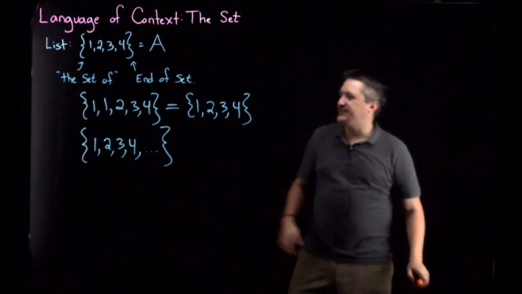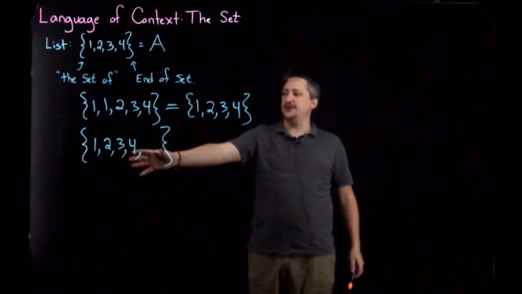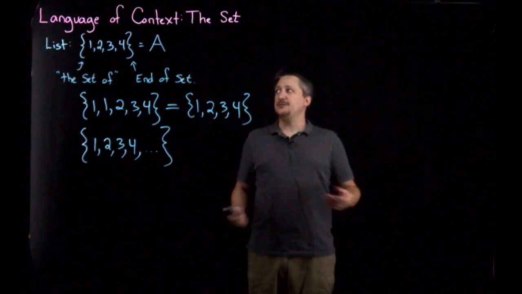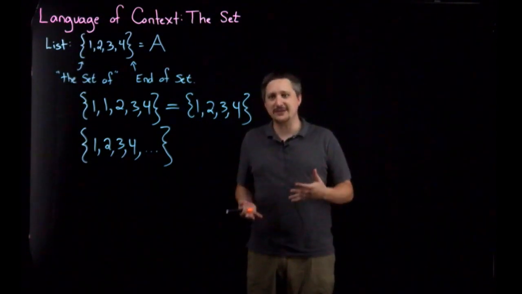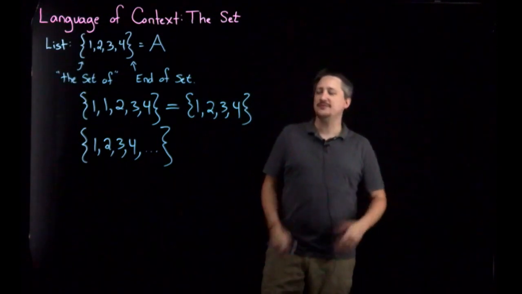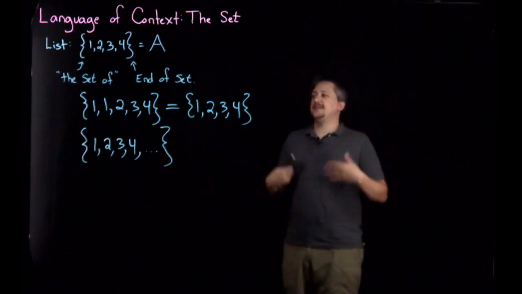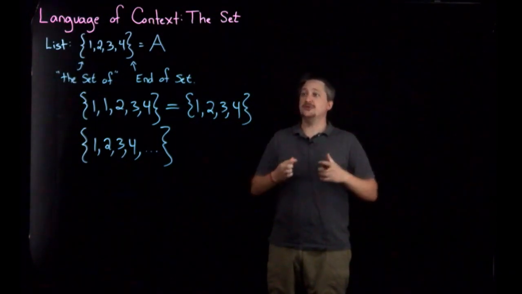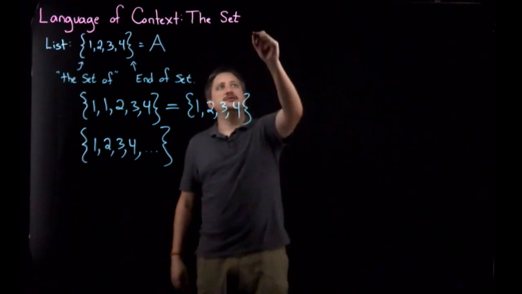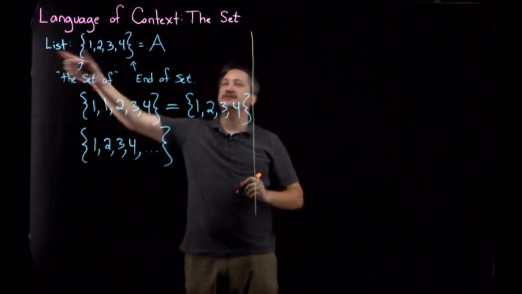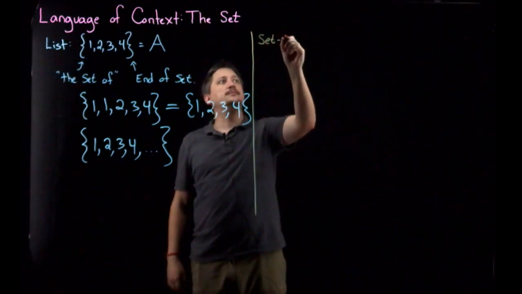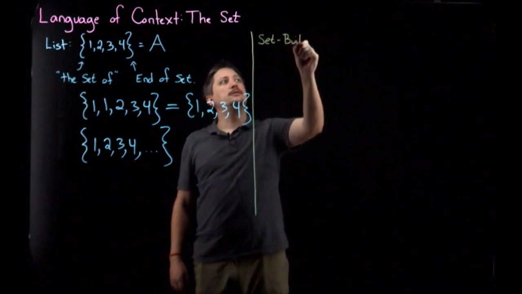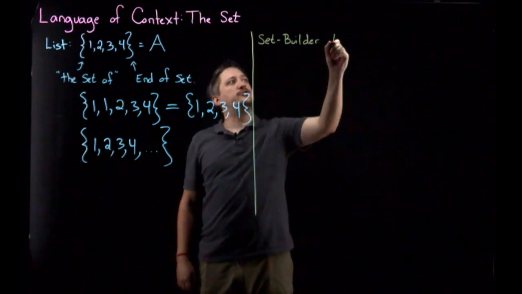But nonetheless, obviously, I can't list every number without a dot, dot, dot if I'm talking about infinite sets, because by definition, there are infinitely many things. I can't write all of them down. So this gets into the next piece of it, which is set builder notation. Let me write that out. So this is the list method as opposed to set builder notation.